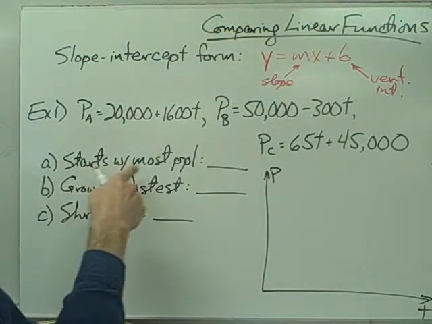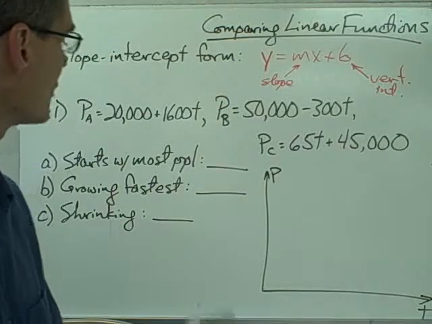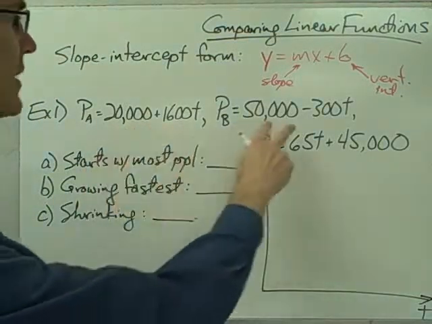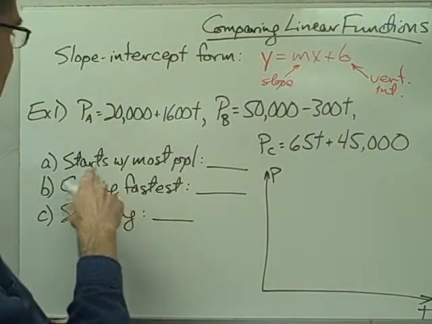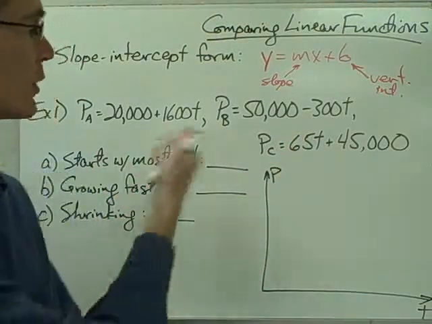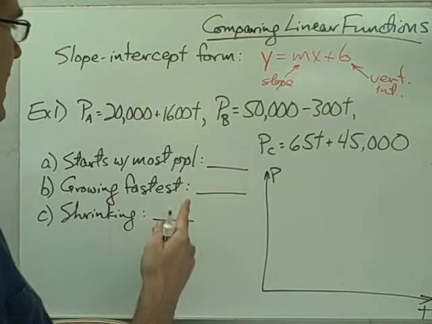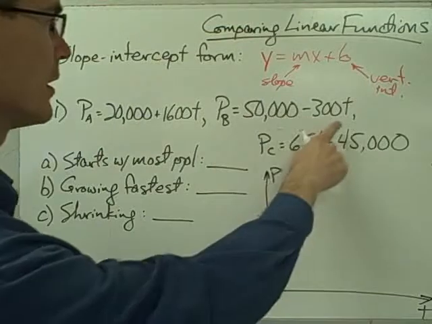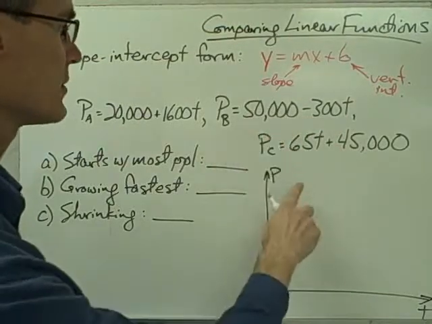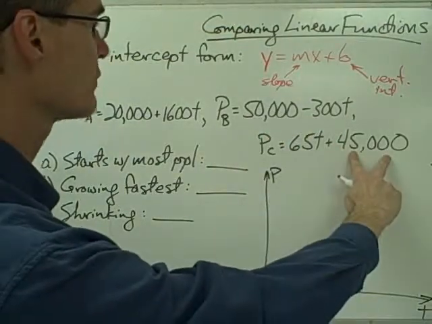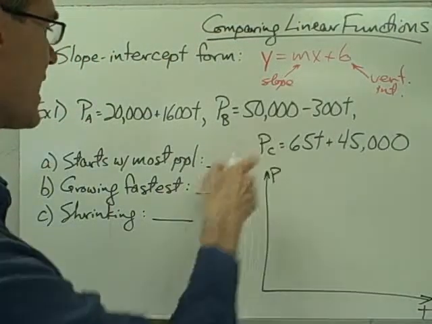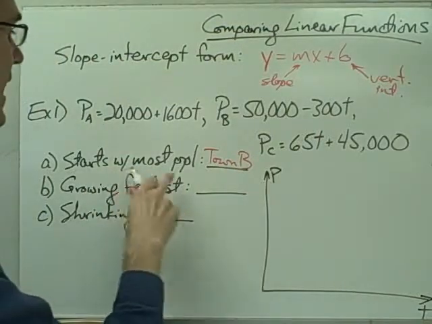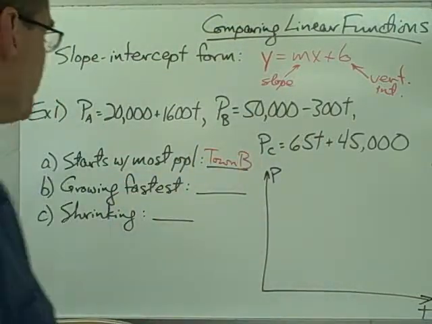Okay, so question A says, which town starts out with the most people? Well, looking at each of these 3 equations, I can see that at time t equals 0, which is when we start looking at the populations of these towns, the population of this town is 20,000, the population of this town is 50,000, and the population of this town is 45,000. So this town, town B, is the town that has the highest initial population.